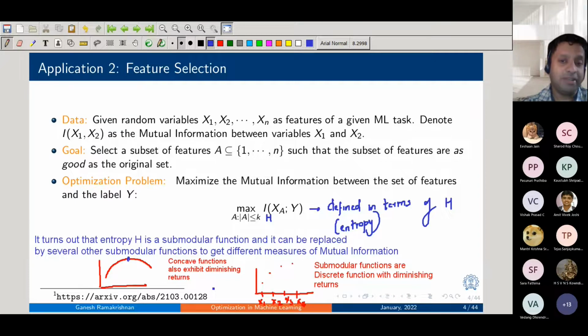And it turns out that there are some very efficient greedy algorithms. Now here we are not only looking at submodular maximization, we are also trying to put a constraint. So notice the constraint. The constrained submodular maximization problem.